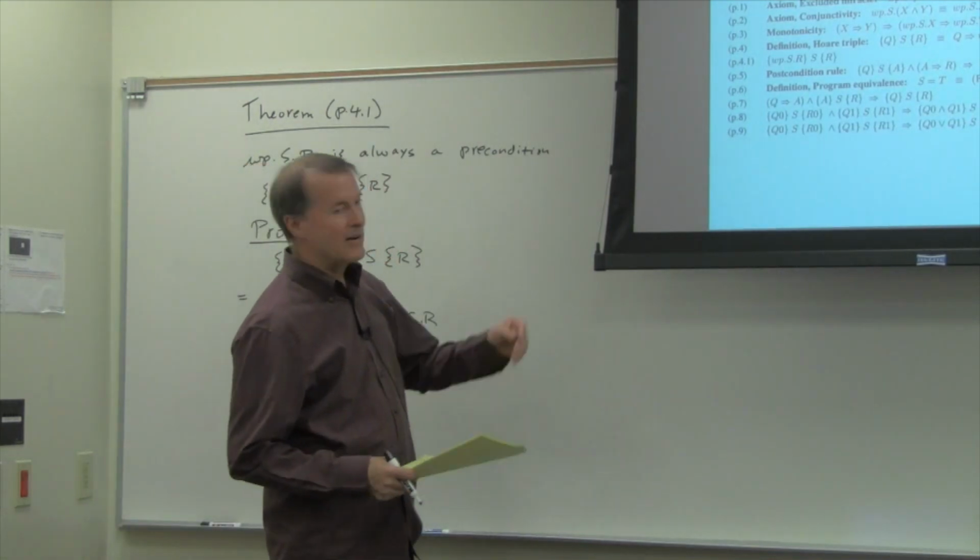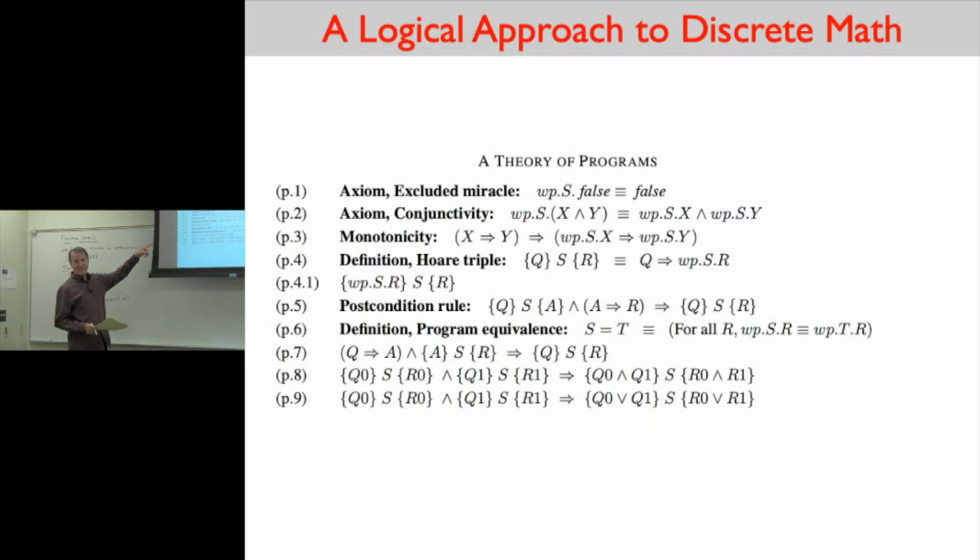Now let's take a look up here again at P.5. P.5 is called the postcondition rule. Is a rule an axiom? No. A rule is a theorem. As a matter of fact, let's take a look. Suppose you have the Hoare triple Q, statement S, postcondition A, and you also know that A implies R. If that's the case, then what can you conclude? That Q S R is a Hoare triple.